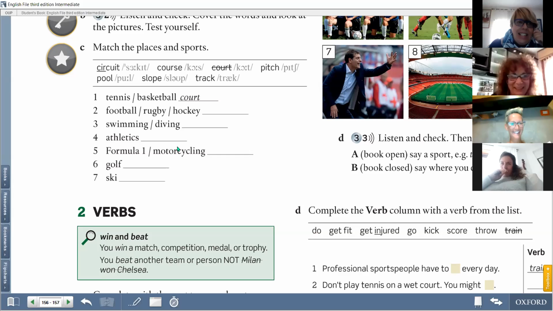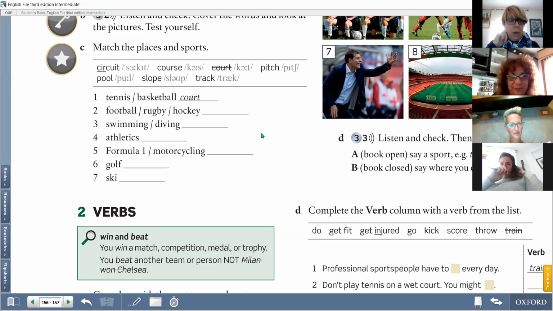Athletic. I don't know the meaning of the slope. So you will discover it when we arrive to it. Track. Athletics is track. Track, yeah.